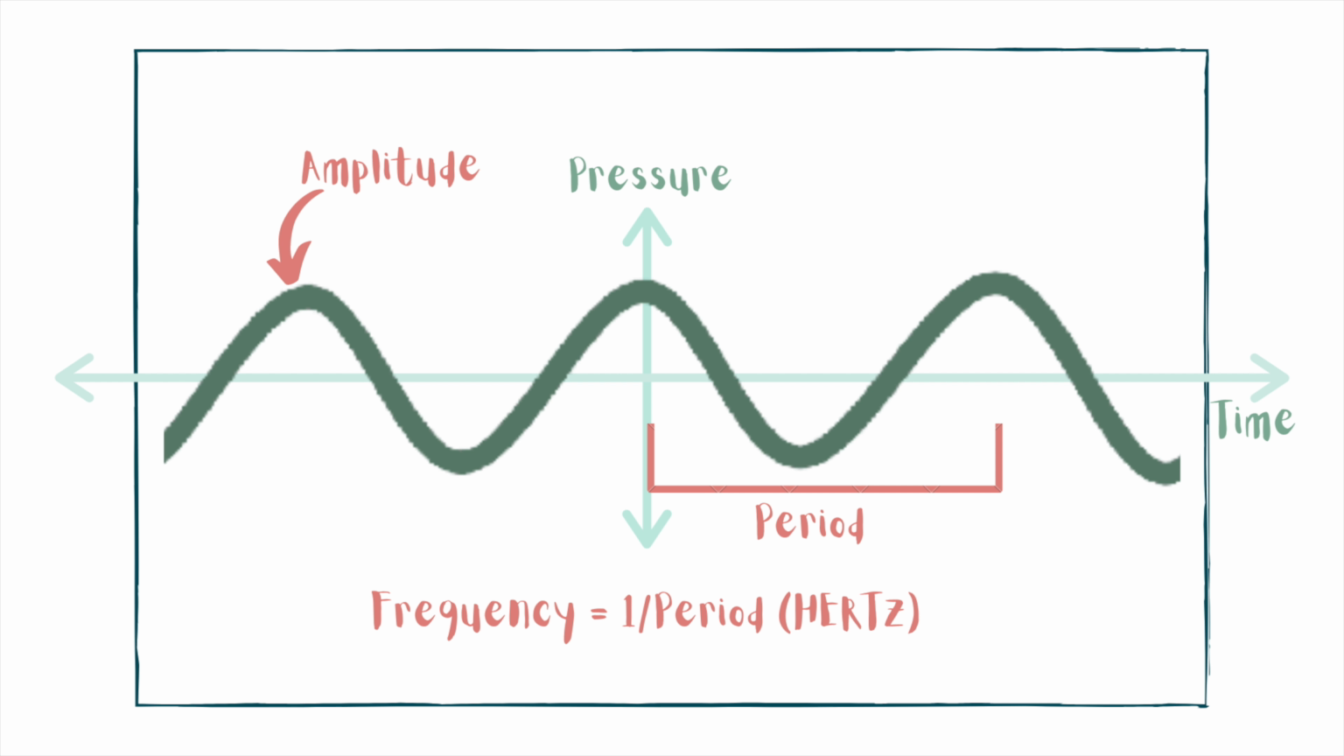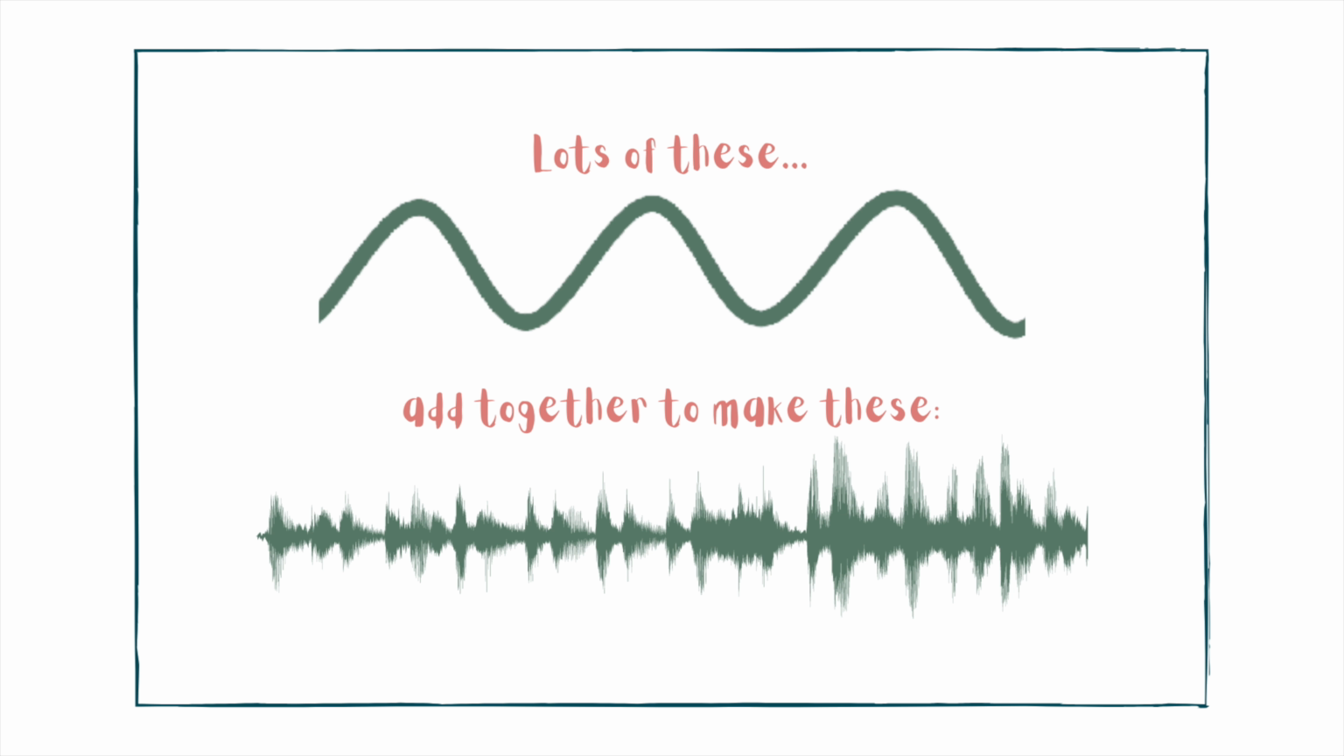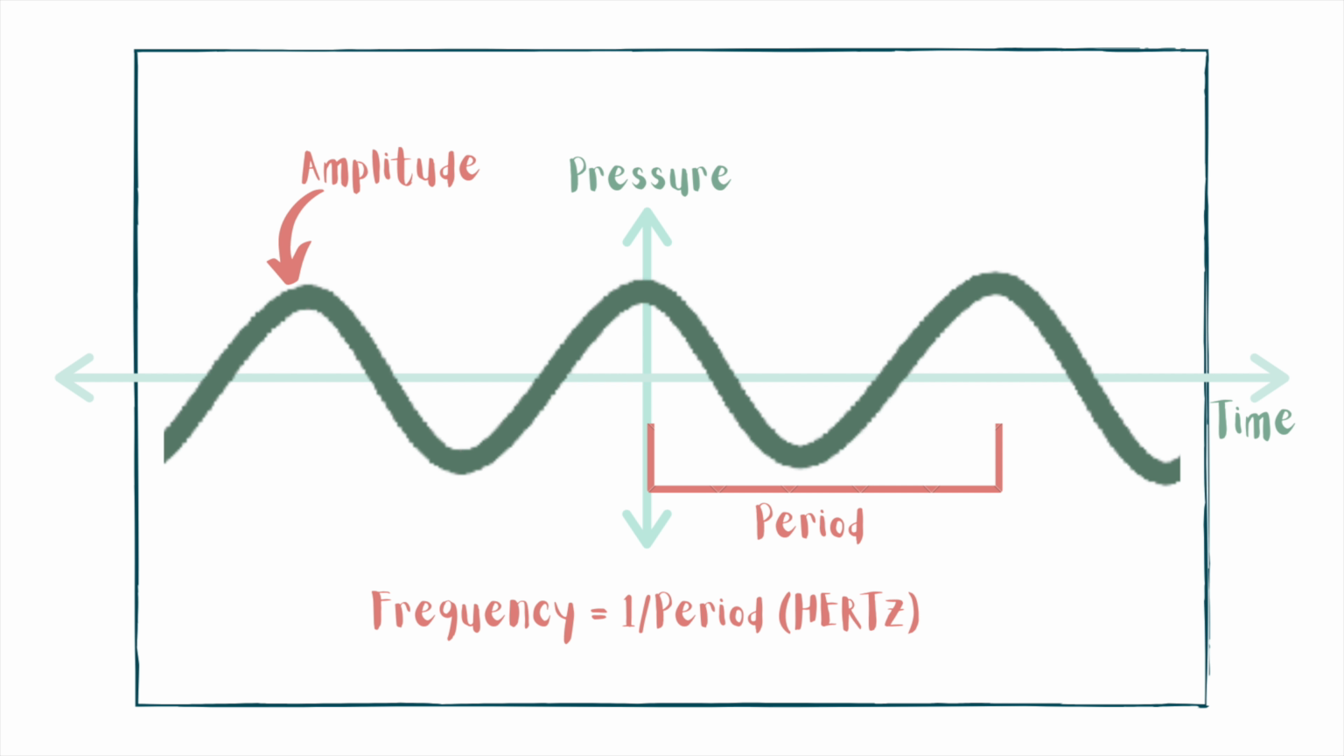1 over the period is then called the frequency of the wave, denoted by units of 1 over second or Hertz. Music, or any real-world signal, is made up of multiple sinusoids of different frequencies added together. But for now, let's just pretend songs are simple electrical signals like this one.